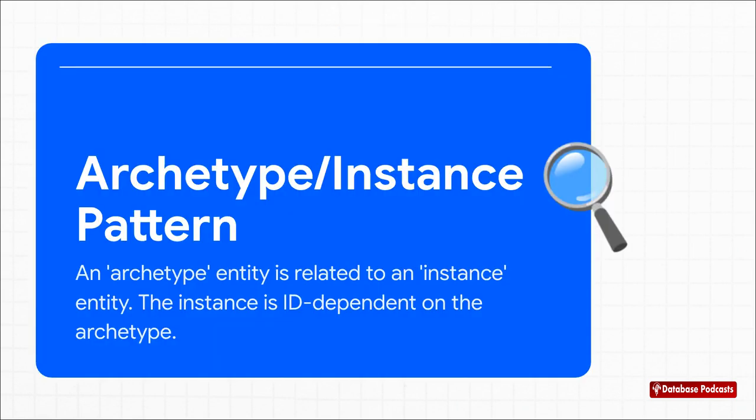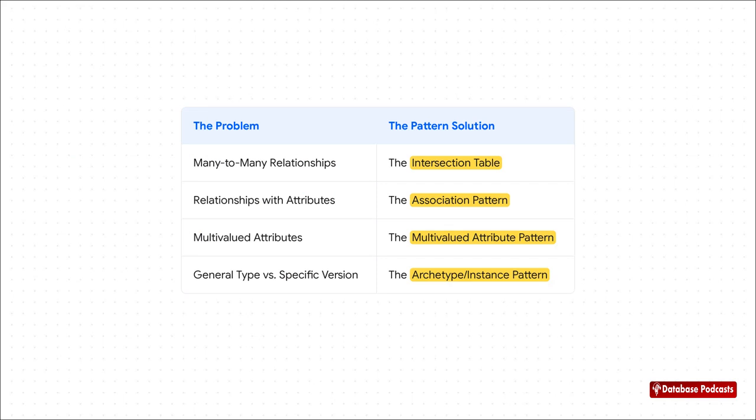This is where the archetype/instance pattern comes in. It's perfect for this. You have one entity for the archetype, like course, and a second one for the instances, like section. The instance entity, section, is ID dependent on the archetype, course. This clearly defines the relationship and makes sure that an instance can't just exist on its own without its parent concept.